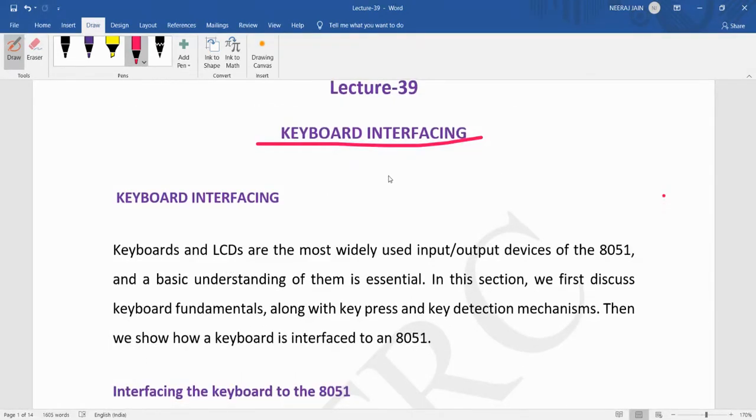Today, as in the last term, we have seen the basic concept of interfacing, how the microprocessor will interface with the LED.